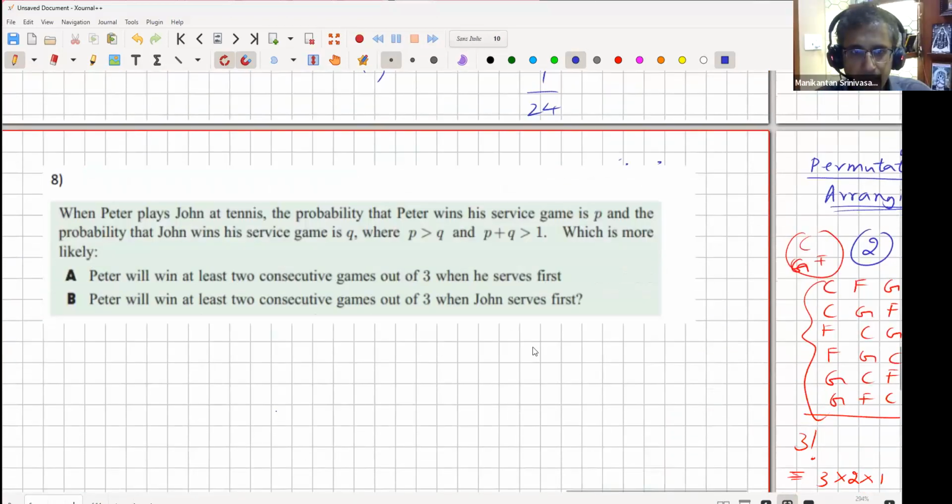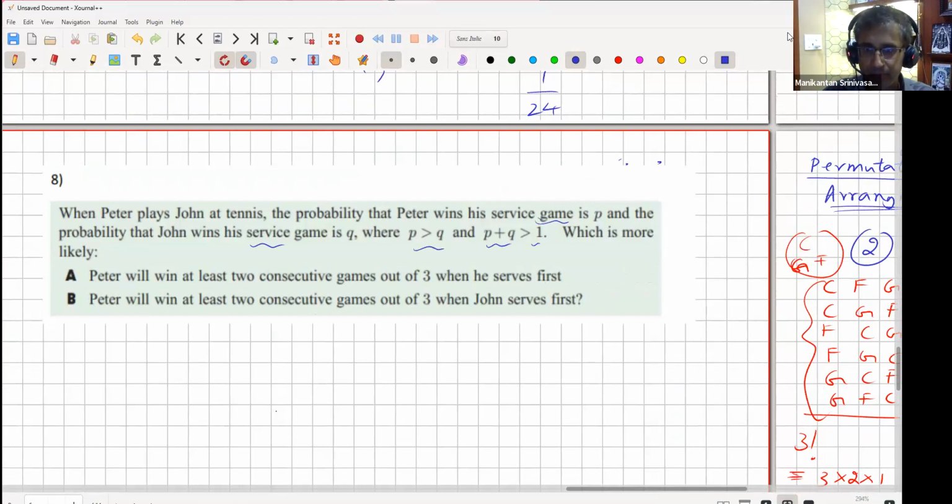Okay. When Peter plays John at tennis, the probability that Peter wins his service game is P, and the probability that John wins his service game is Q. So P is greater than Q, and P plus Q is greater than 1. Does it make sense? If you want to visualize, just put some numbers. Let's say P is 60% and Q is 50%. That way, P is greater than Q, and P plus Q is greater than 1. But let's keep variables. If you want to understand, you can keep it in terms of numbers like this.